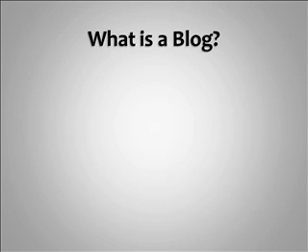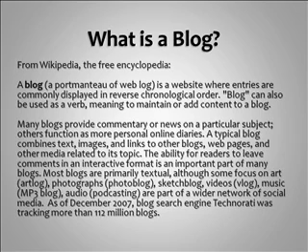So what is a blog? This is the Wikipedia definition of what a blog is. A blog, a portmanteau of weblog, is a website where entries are commonly displayed in reverse chronological order. In other words, last in, first out. Blog can also be used as a verb, meaning to maintain or add content to a blog, and so on. I'll let you look at the definition for that on your own. You can go to Wikipedia and explore that.